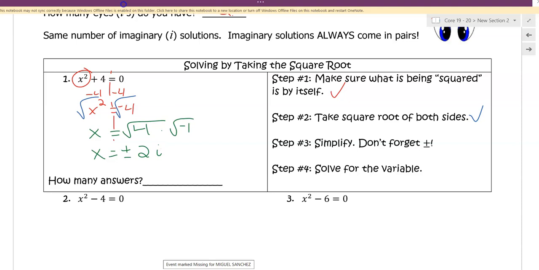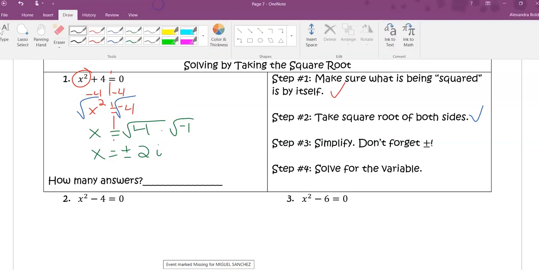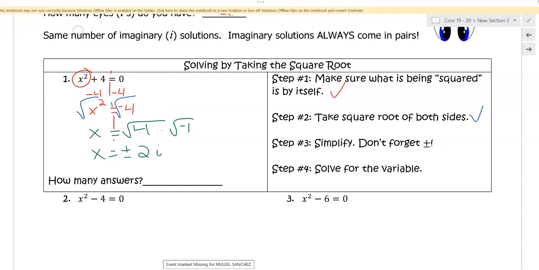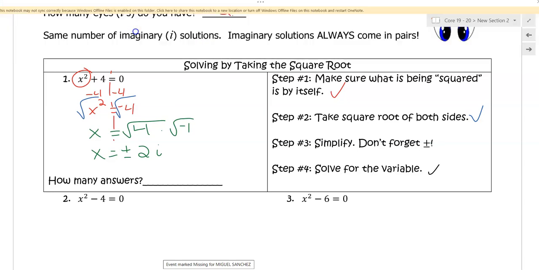How many answers? Oh wait, solve for the variable. This one is already solved for us. There should be a green check there. There's nothing else I have to do to solve for x. So there are two answers. x equals 2i and x equals negative 2i.